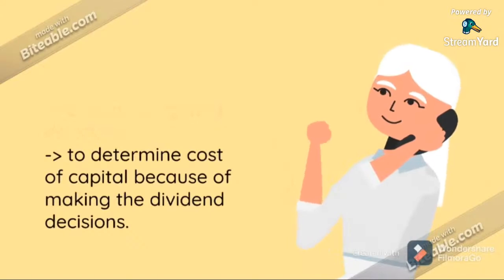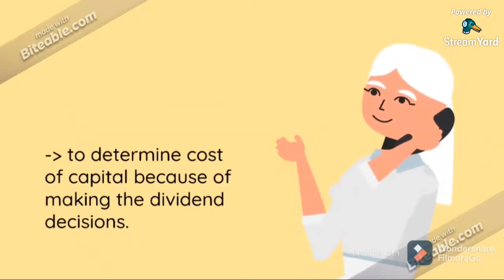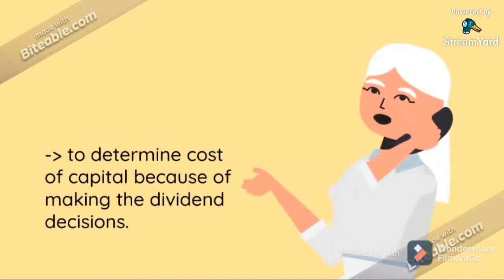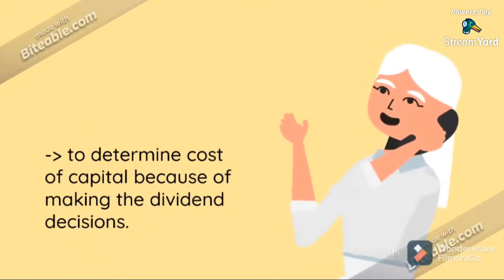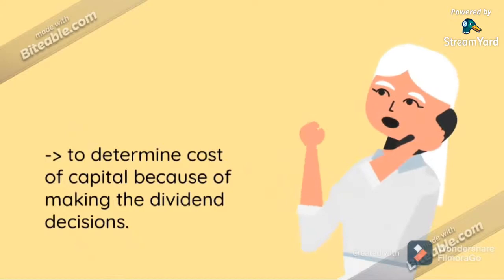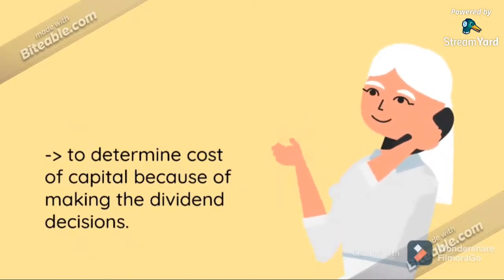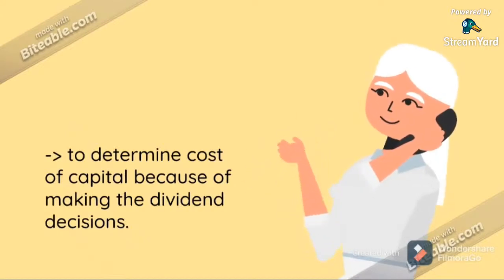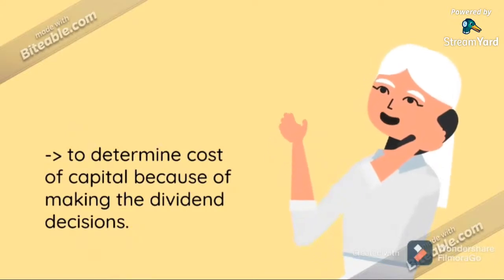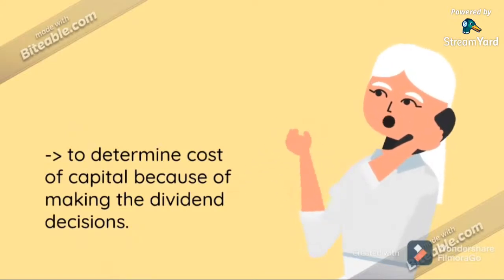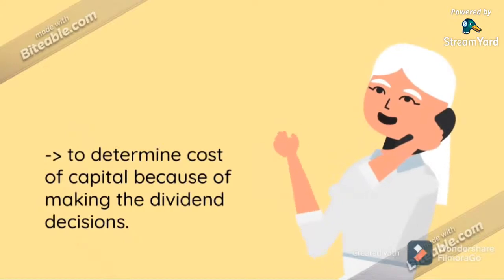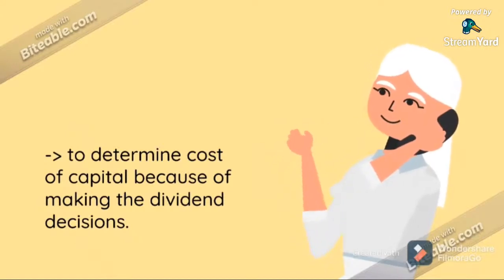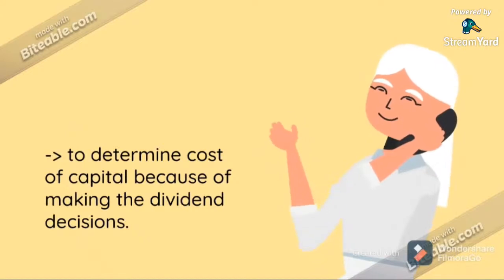Lastly, it is important to determine the cost of capital because of the dividend decision. Cost of capital is a key aspect in the decision making of dividend. The dividend policy of a firm should be formulated on the basis of the essence of the firm, whether it is a growth firm, a standard firm, or a declining firm. However, the essence of the firm is calculated by comparing the internal rate of return and the cost of capital for the growth firm, the normal firm and the declining firm respectively.